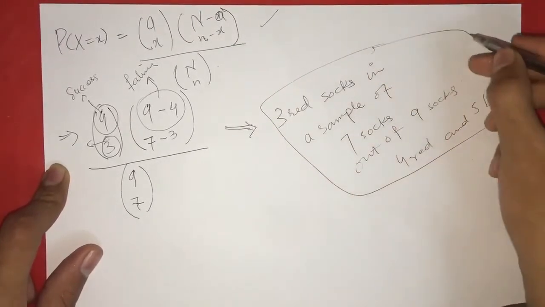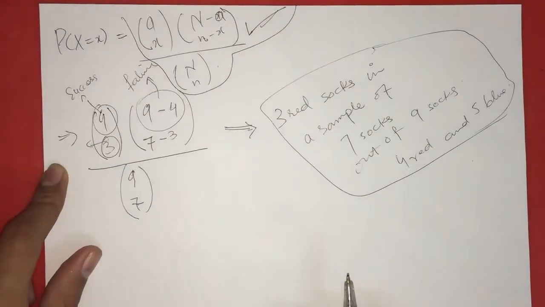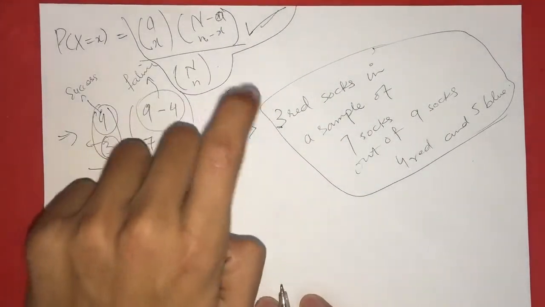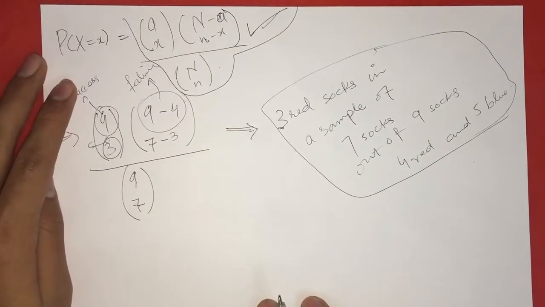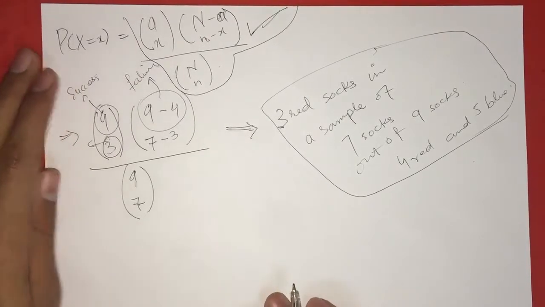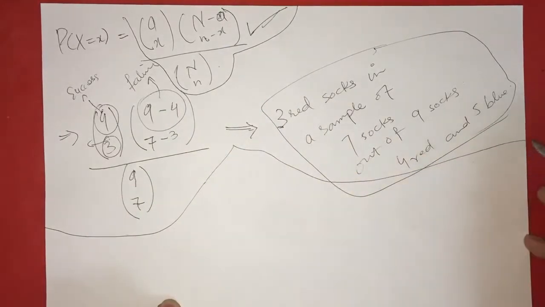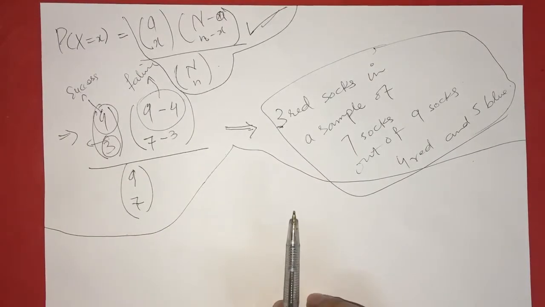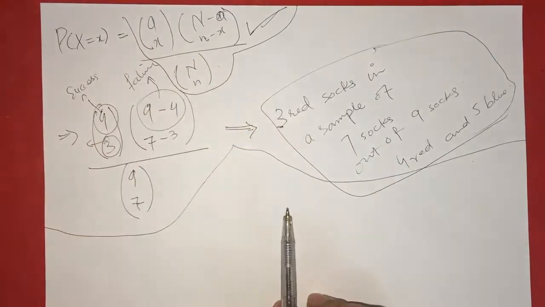So by this formula here, you're going to get the total number of ways, and with the 3 red socks, you're going to get the probability of getting three red socks in a sample of 7 socks out of 9, where 4 are red and 5 are blue. So this was the hypergeometric distribution, where you have dependent events, not independent. So the probability of one event does affect the occurrence or the probability of other events in the same population or sample. So this was about a hypergeometric distribution.